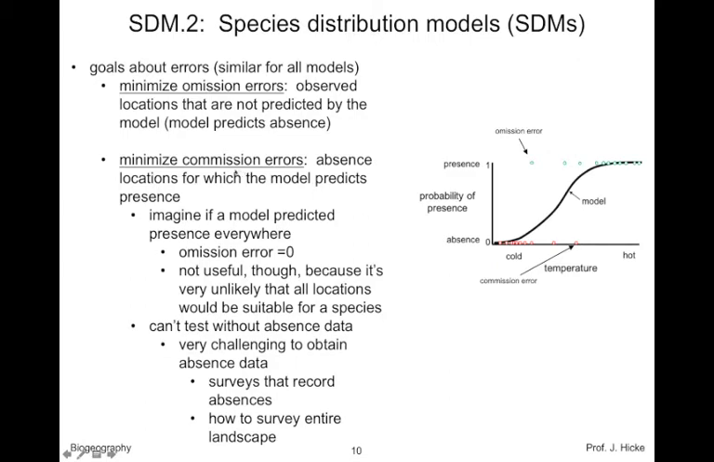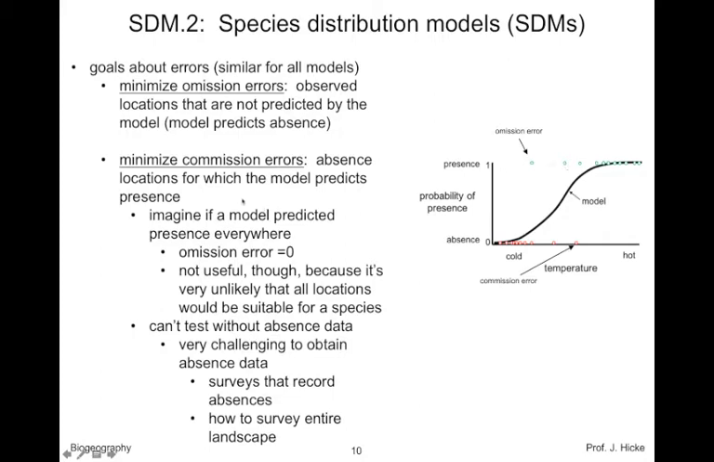The other aspect is to minimize commission errors, which are the opposite. In this case, for, say, this temperature here, the model predicts a probability of 0.8, which is then converted into presence. But in fact, at these temperatures, there were records of the absence of the species. So the model is incorrectly predicting a presence. Now you can see that there's overlap between presence observations and absence observations. And that suggests that some other factor is influencing the species distribution besides just temperature. But in this particular case where there's only one explanatory variable, temperature, the model can't get all of these observations correct, so it tries to minimize both the omission and the commission error.